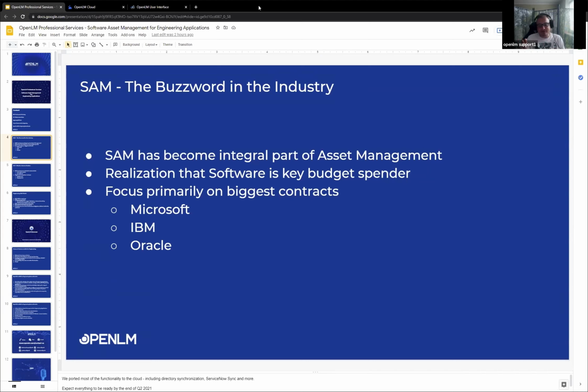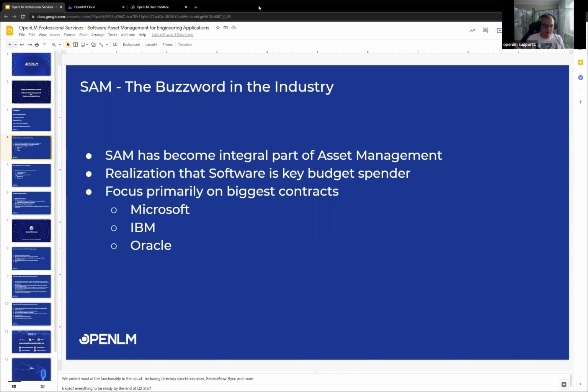Even though the companies around the world started to look at software asset management, started to dabbling in the SAM, in many cases, the focus still remains on the primary biggest contracts that are there for the companies. And that's, of course, the Microsoft or the IBM or the Oracle, because the spend is the biggest one.